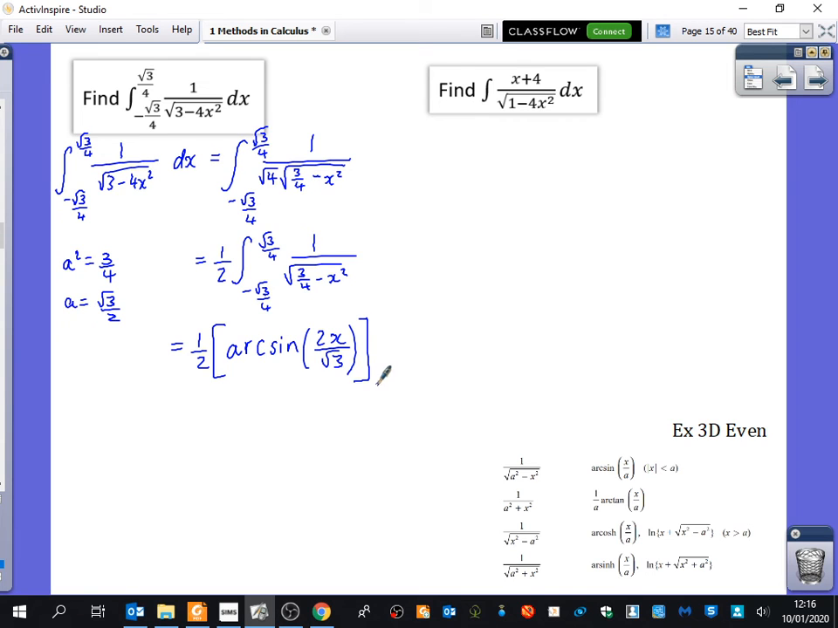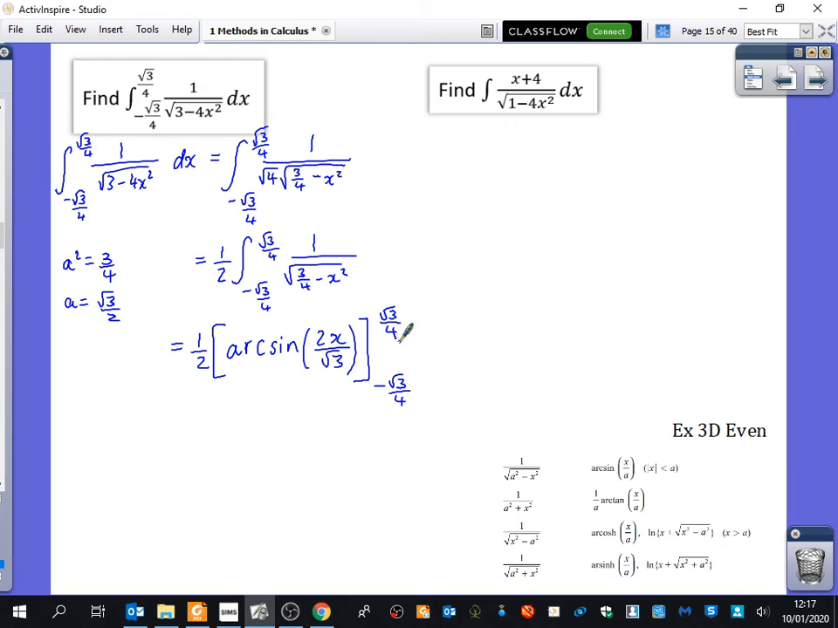You'll see why. So we've got minus root 3 over 4 and root 3 over 4. Now you're going to substitute in root 3 over 4 and minus root 3 over 4. So you've got 2 over root 3 times root 3 over 4.